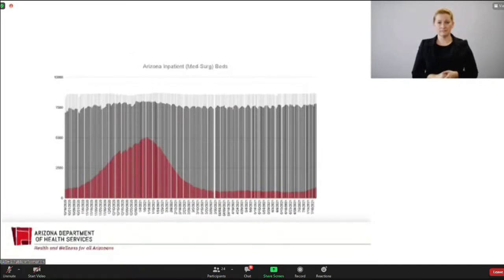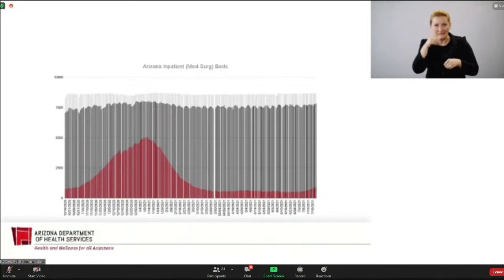We continue to monitor hospital data through a variety of different sources. So this graph shows the number of inpatient beds in Arizona and the total number being utilized, and then those being utilized by COVID patients. So if you look, the light gray at the very top are available beds. The dark gray are beds that are in use by non-COVID patients, and the red is the number of beds used by COVID patients. You can see that at the peak of our winter surge, COVID-19 patients accounted for approximately 50 to 60% of all of the hospital beds in use.